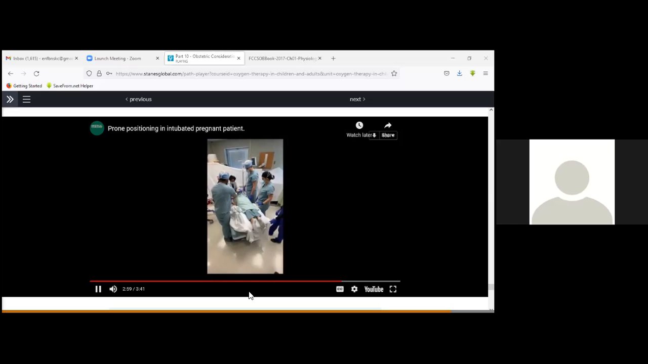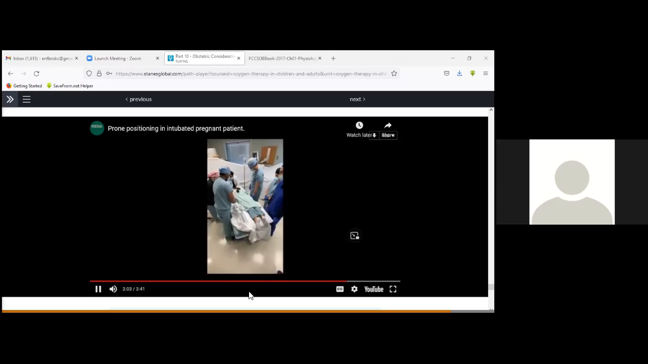Once prone, the head should be turned to one side and supported. Monitors can be replaced and the ET checked for security and patency. Pillows may be adjusted as needed. Next, we will check for space between the abdomen and the bed.